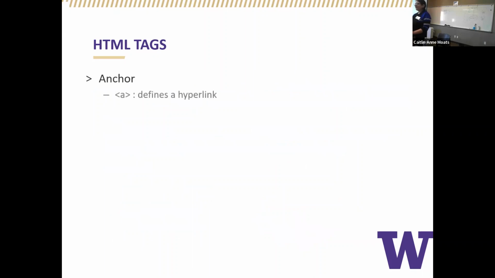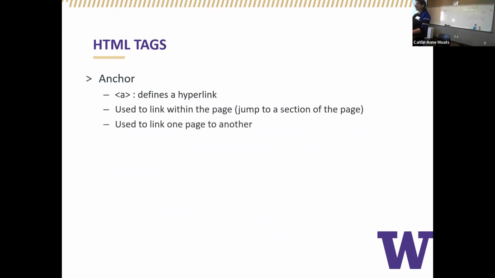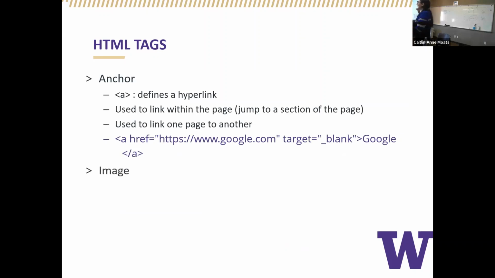A few more tags are the anchor tag, which typically defines a hyperlink that is used to create links within the page. Let's take an example of a table of contents. When you click on chapter 1, it will take you to chapter 2. So this is what the anchor tag will do: it will link within the page. This is the first functionality.